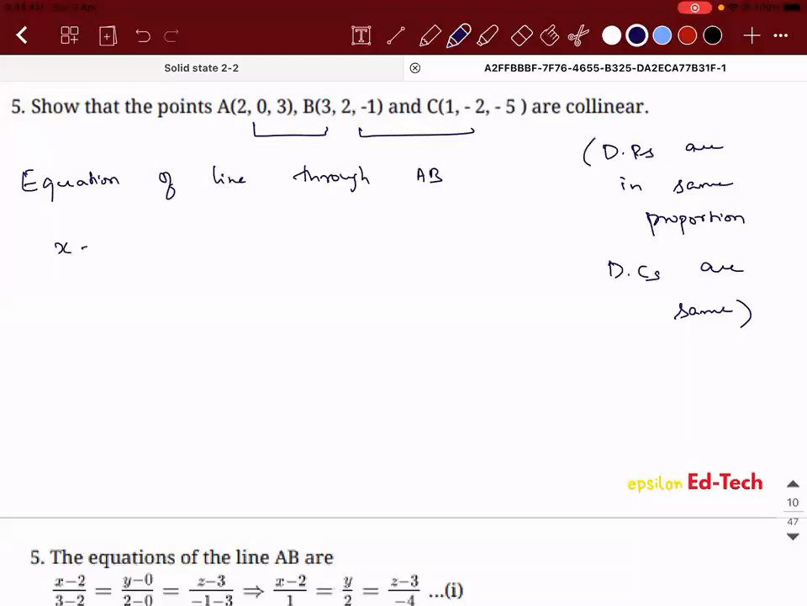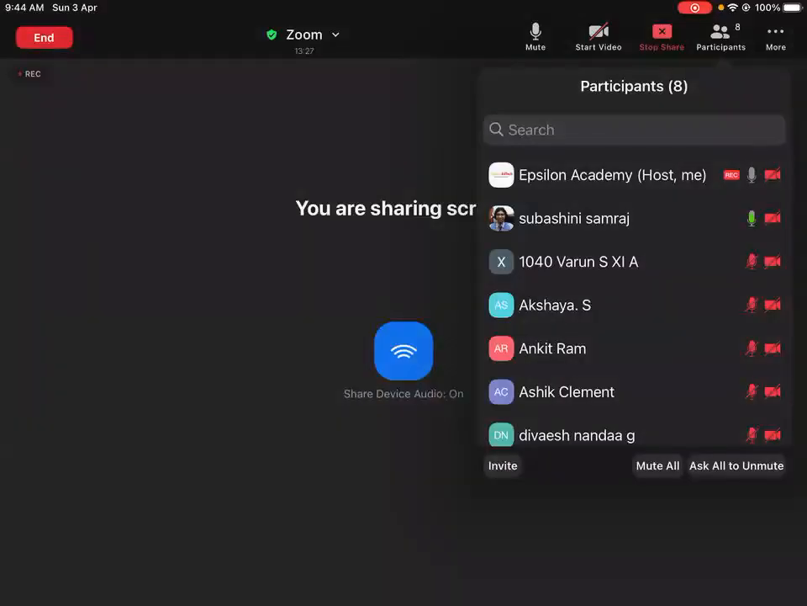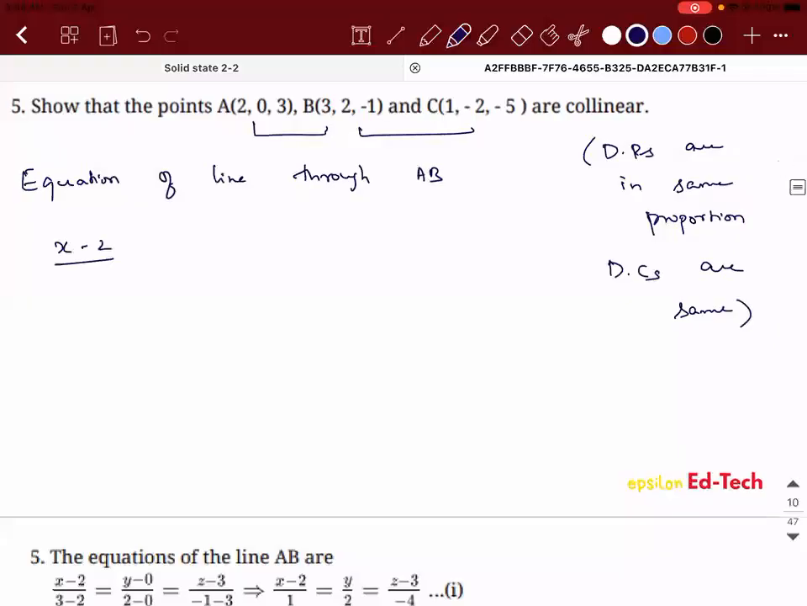Sorry to interrupt, sir. I have a question. For this question, I felt that the points were not collinear. I double checked. I think it is not collinear because the values are not coming. There is a mistake in the numbers, because this itself should have worked. They are not collinear actually.